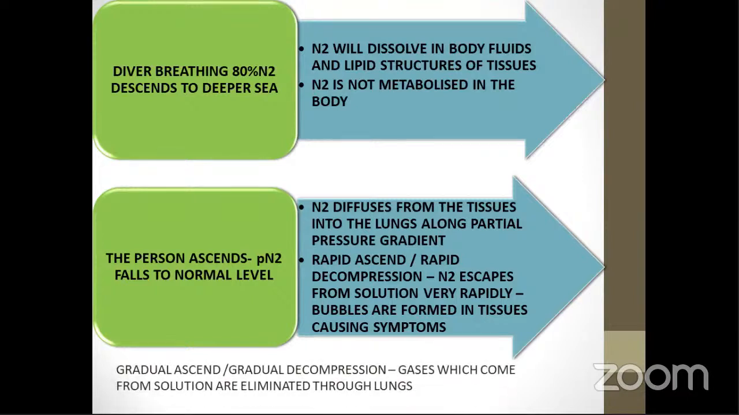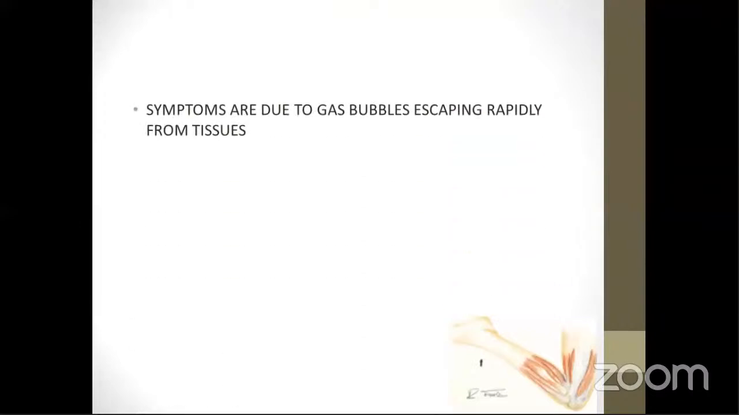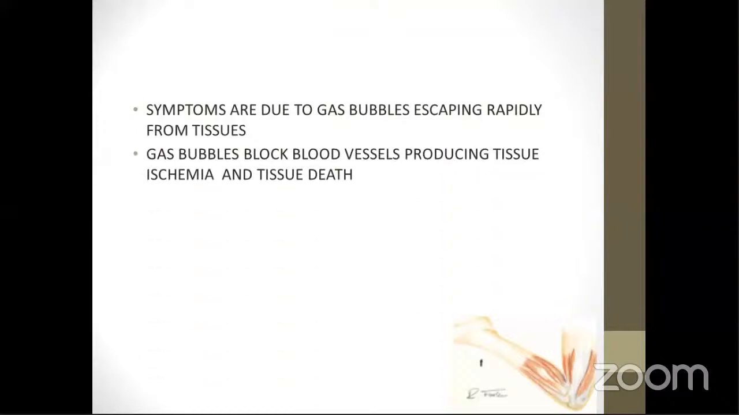Okay, and during gradual ascent, what happens? In gradual decompression, these gases which come out of solution are eliminated through the lungs slowly, and that will take time to remove nitrogen from the tissues, and that will not cause much problem when the person is ascending gradually. Okay, but the problems all happen when there is rapid ascent. So symptoms are due to gas bubbles escaping rapidly from tissues. The gas bubbles block blood vessels, producing tissue ischemia and tissue death.